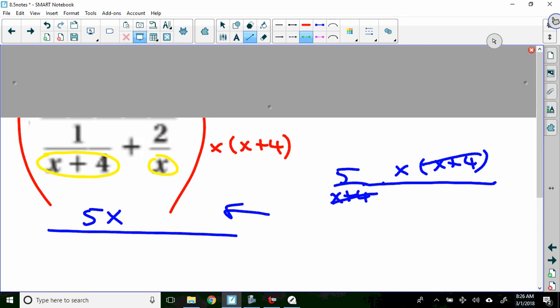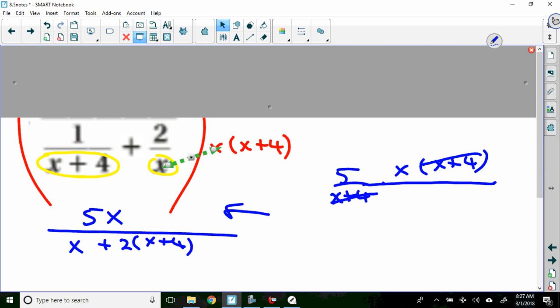Okay? So if we look at the denominator then, as far as this cross-canceling, this x plus 4 is going to cancel this x plus 4 in the first term. So that first term is going to be 1 times x, which is just x. And in the second term, this x here is going to cancel out with this x here. So the other term in the denominator is going to be what? 2 times x plus 4.